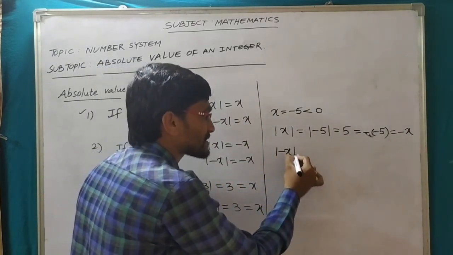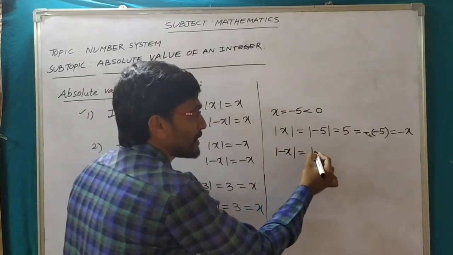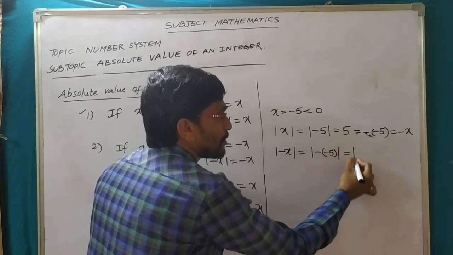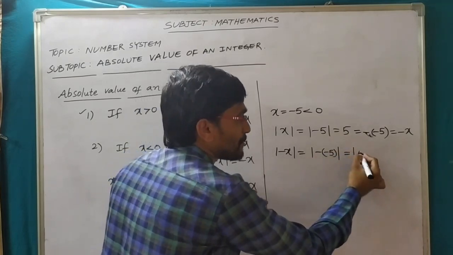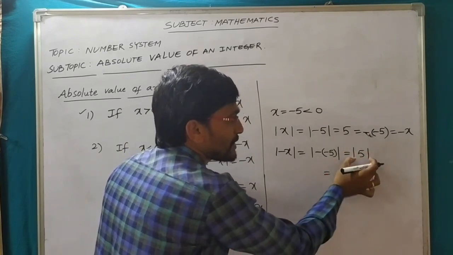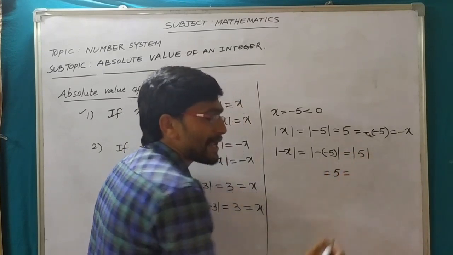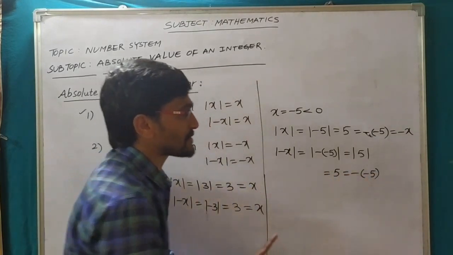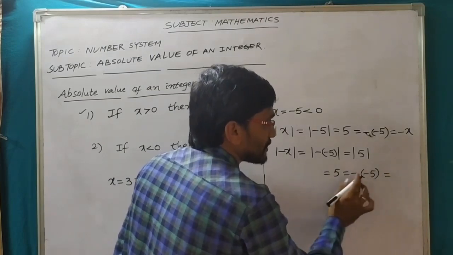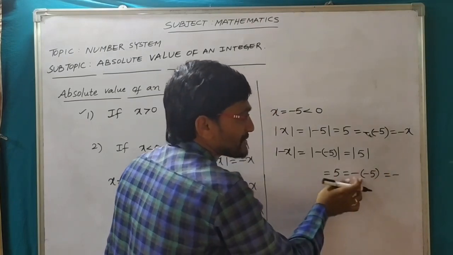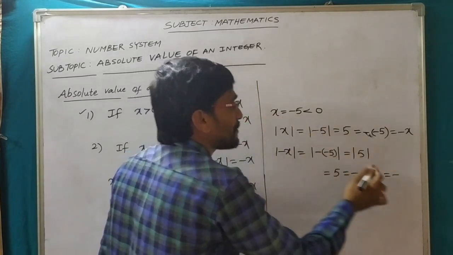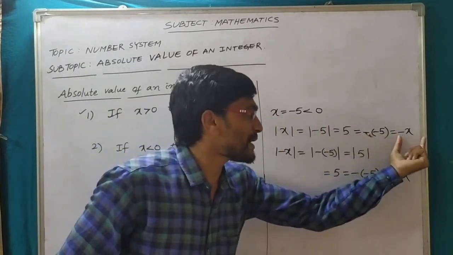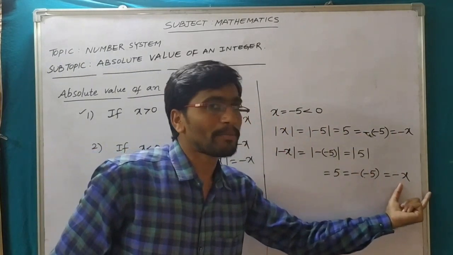Similarly, modulus minus x. Modulus minus x means what? Minus of minus 5 is nothing but modulus 5. Modulus 5 is nothing but 5. Again, I want to write 5 as minus of minus 5. I have written the minus as it is. What is minus 5? Minus 5 is nothing but x. That means if x is less than 0, then modulus minus x is equal to minus x.